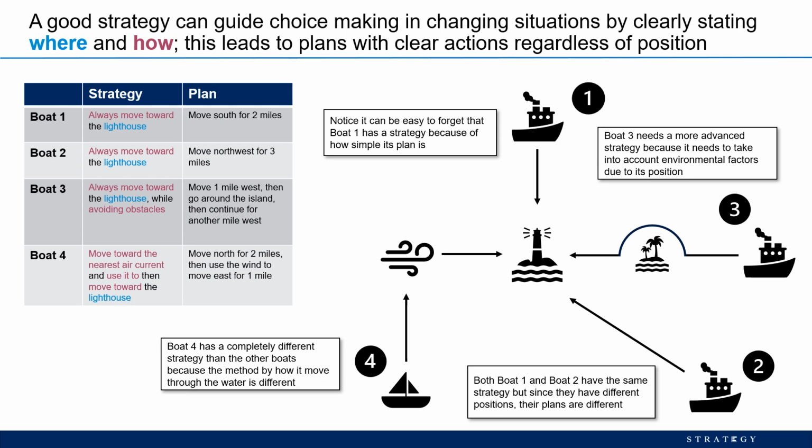So looking at these boats, let's say that all of these boats had the objective of to move to the lighthouse in the center. So we look at boat one. Boat one's strategy is to always move towards the lighthouse. We have where it wants to go, the lighthouse, and how it's going to get there. Always move. So at its current position, its plan is to move 2 miles south.